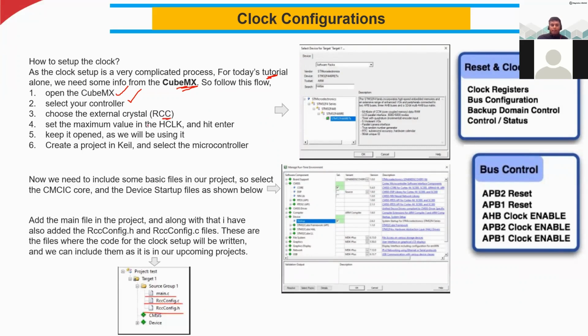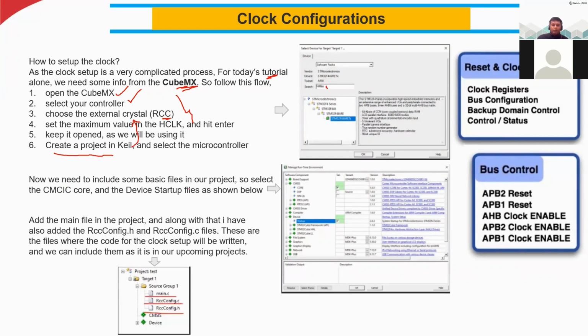That is the RCC, and you can set the maximum value in the high-speed clock and hit enter. You just have to do this practically, then you will understand. It's better to see that by yourself. And of course, you can create a project in Keil. After you set up this one, then Keil will take these configurations, whatever you set up.